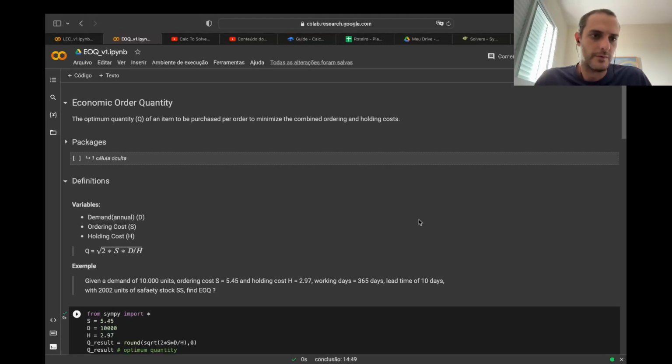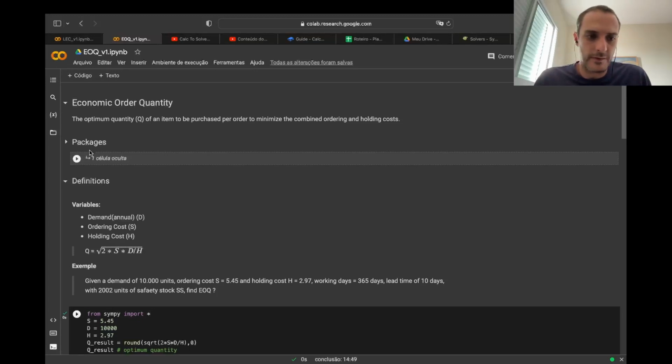Today I'm going to show you the economic order quantity, a simple, very basic way to explore with code the optimum quantity of an item to be purchased per order to minimize the combined ordering and holding costs.